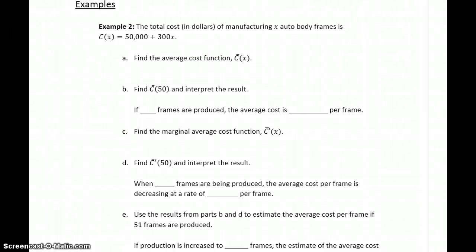In example 2, we're told that the total cost in dollars of manufacturing x auto body frames is given by this cost function. So the first thing we want to do is find the average cost function, which again is just taking our cost function, which in this case is 50,000 plus 300x, and dividing that by x. So that gives us our average cost function, which we can then evaluate at a value of x equals 50.